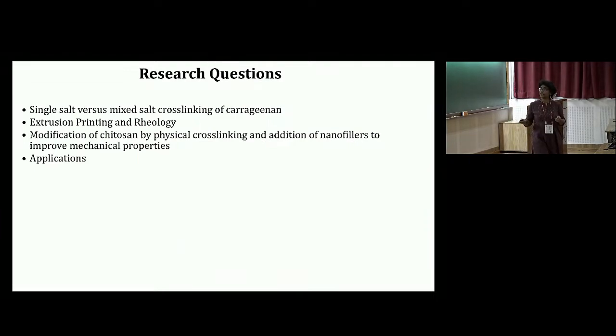So the two strategies which we are going to see. For the carrageenan, as I said, adding salt is a reported mechanism. So we started off with a very detailed characterization of the effect of electrolytes, not just one electrolyte, but a mixture of electrolytes for carrageenan, the extrusion, printing, and rheology. And then I'll go to some modification of chitosan, what is called a carbamylation reaction, and then addition of graphene oxide to improve mechanical properties, and then some biological characterization of this.